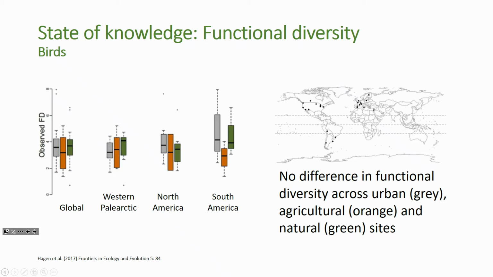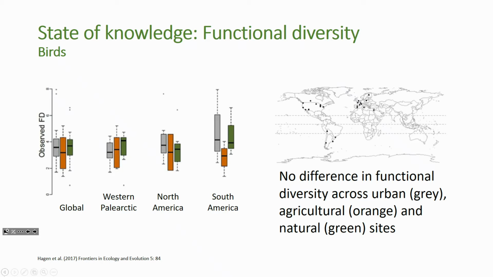First, again, birds. Here is probably, from its geographical range, the most extensive study that I found. It was by Hagen et al., published 2 years ago, and they investigated bird assemblages in urban areas, agricultural areas, and more or less natural areas across the sites that you can see as black dots in this map. What you can then see in the diagram is the observed functional diversity for the birds in urban areas, that's always the gray boxes, in agricultural areas, that's always the orange boxes, and in natural sites, that's always the green boxes.